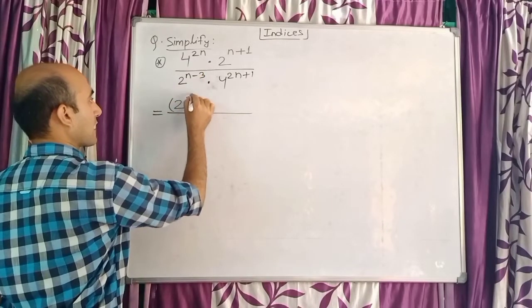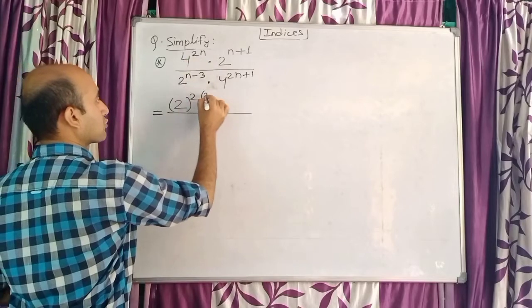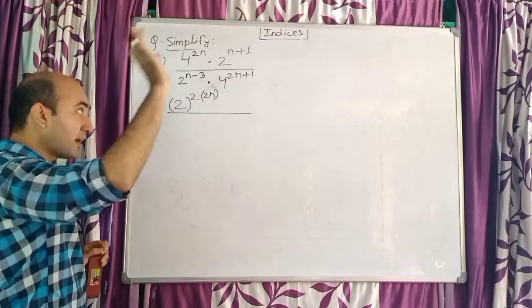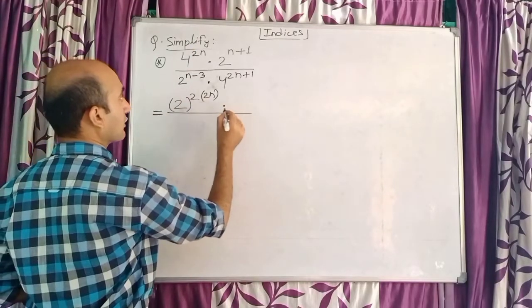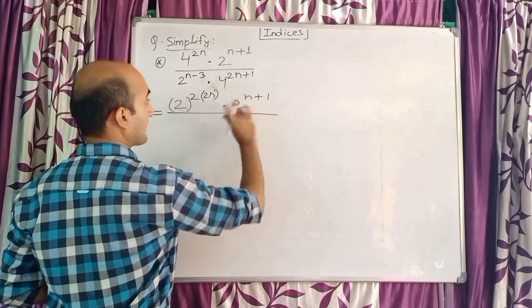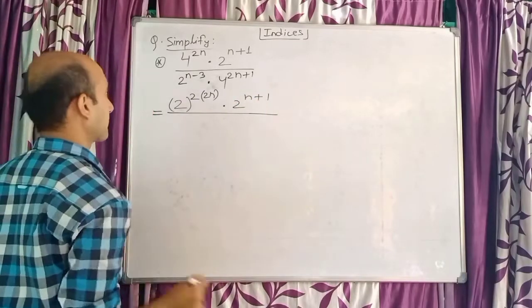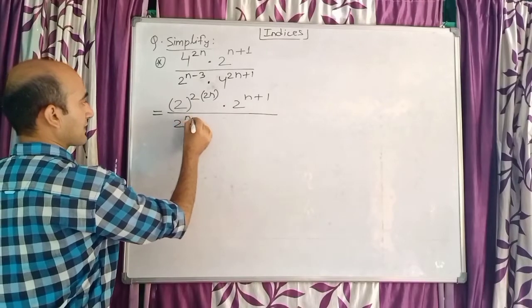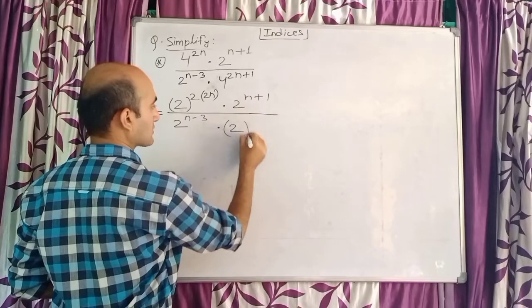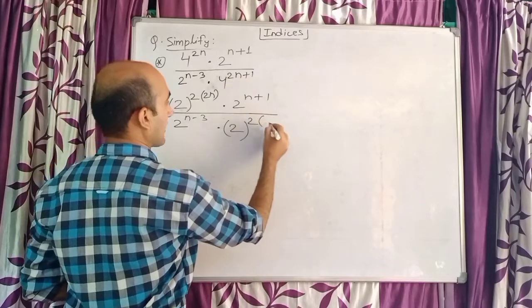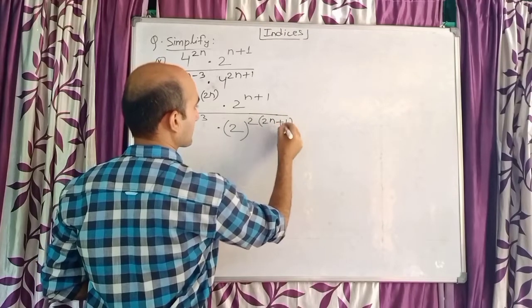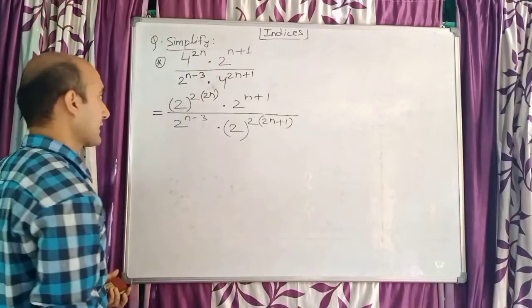So you write 2 square, and here we already have 2n in the power. So this 2 is the new power and 2n is the old power. Dot, here you write the same 2n plus 1. Later on we will further split up. Here 2n minus 3, same thing you write, and here as 4 you can write 2 square, and the earlier 2n plus 1 as the old power, same thing you write.